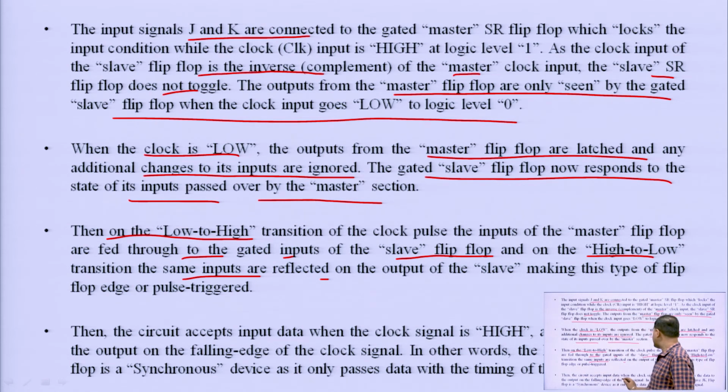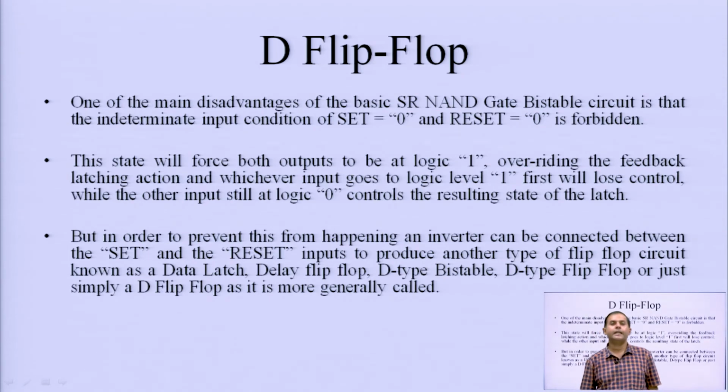The circuit accepts input data when the clock signal is high and passes the data to the output on the falling edge of the clock signal. In other words, the master slave JK flip flop is a synchronous device and only passes the data with the timing of the clock signal. Okay. Next is the D flip flop.